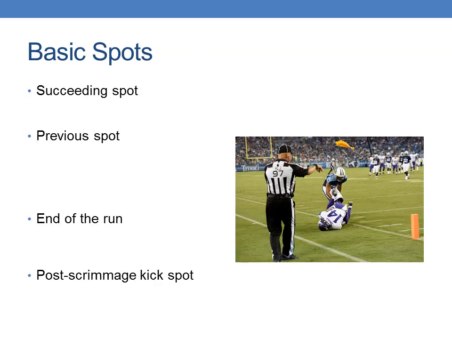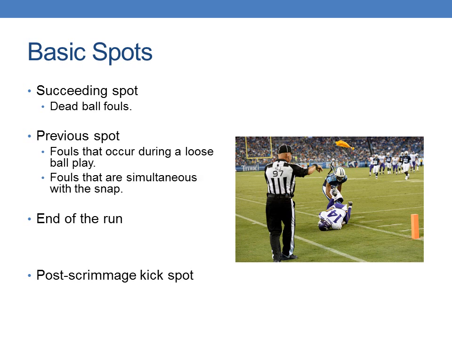So I mentioned the enforcement spots a little bit earlier in the presentation, but let's talk a little bit about specifically the basic spots. The basic enforcement spot is the succeeding spot for all dead ball fouls. Remember, the succeeding spot is simply the spot where the ball would next be snapped if a foul had not occurred. We will utilize the previous spot as the basic spot for fouls that occur during a loose ball play and for fouls that are simultaneous with the snap.